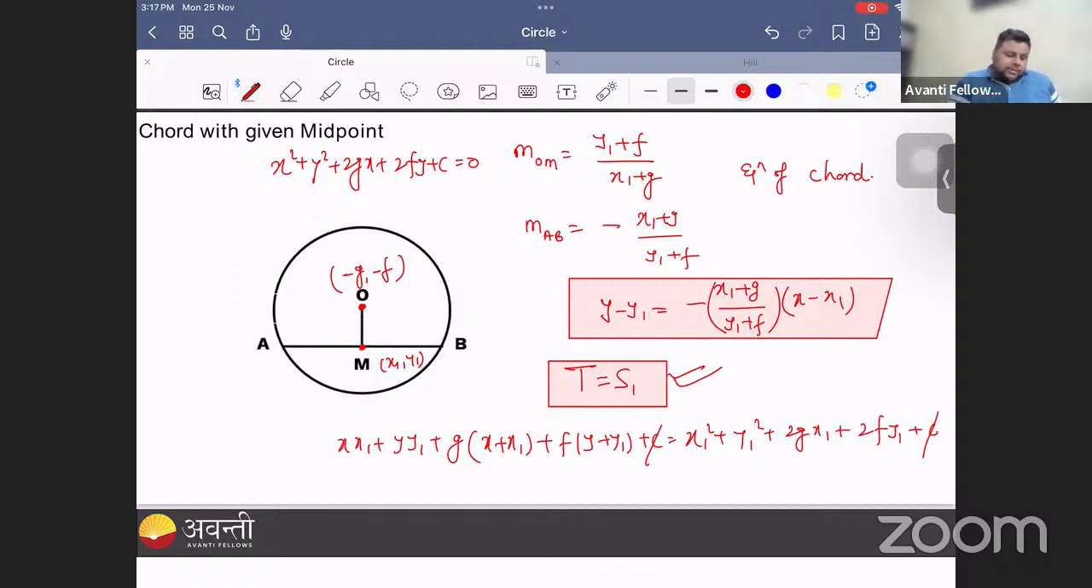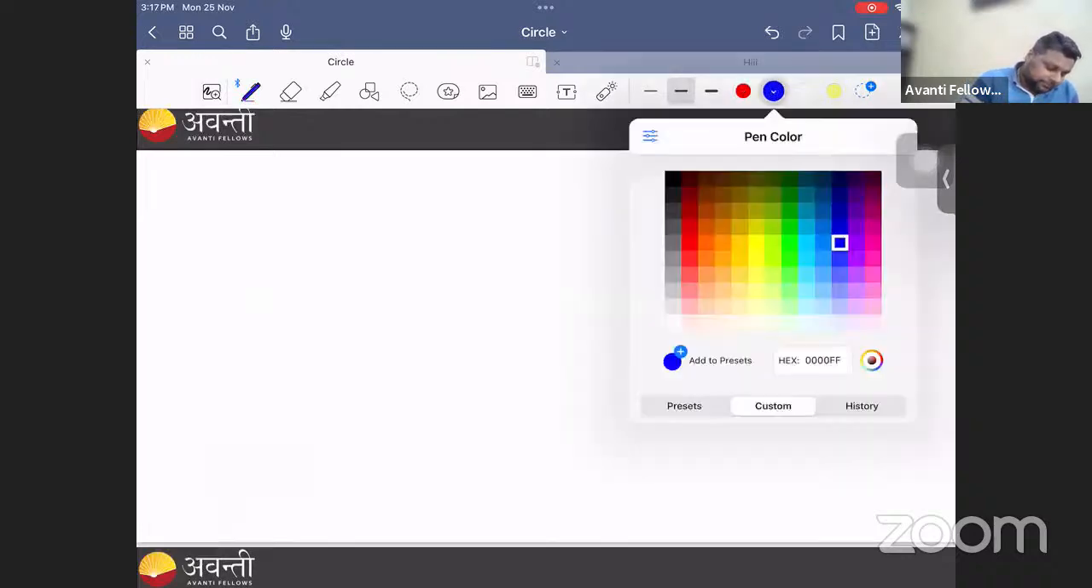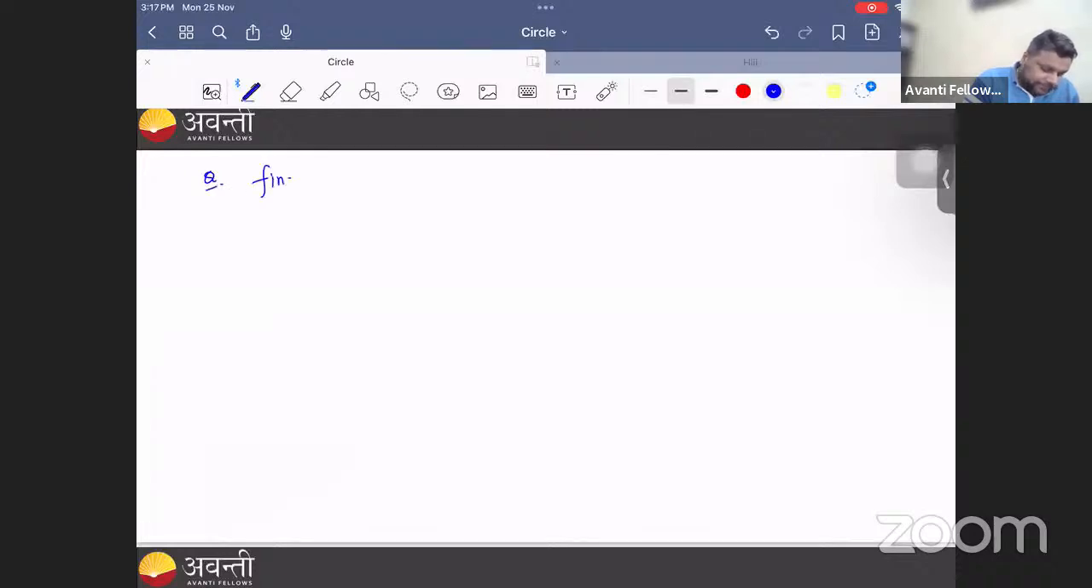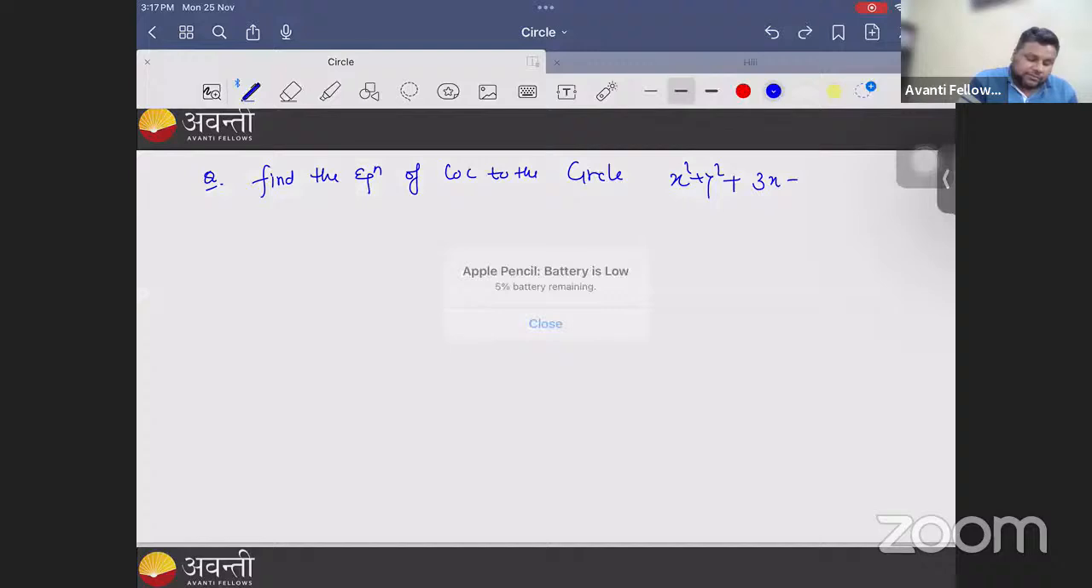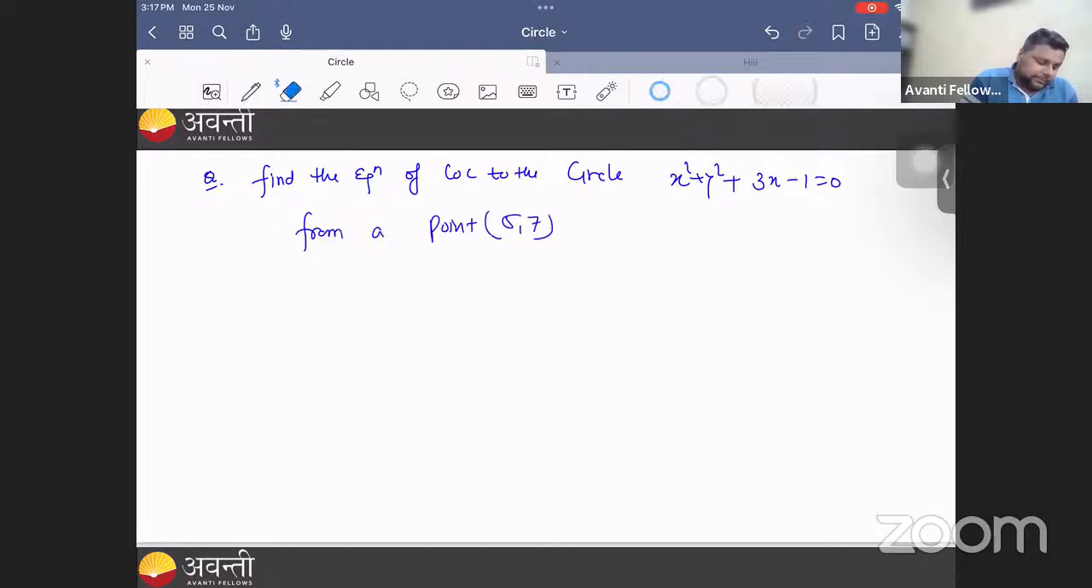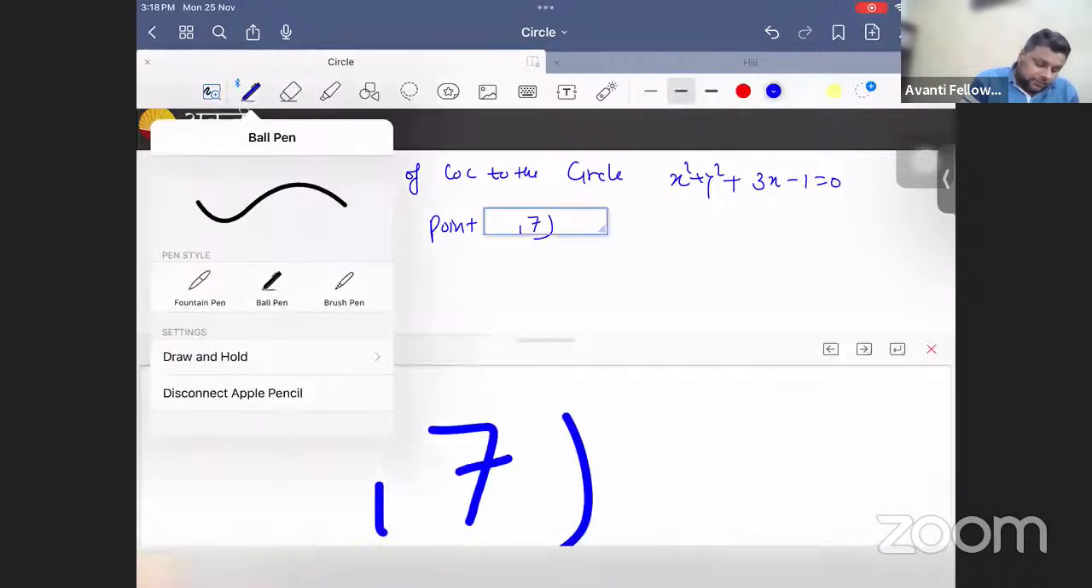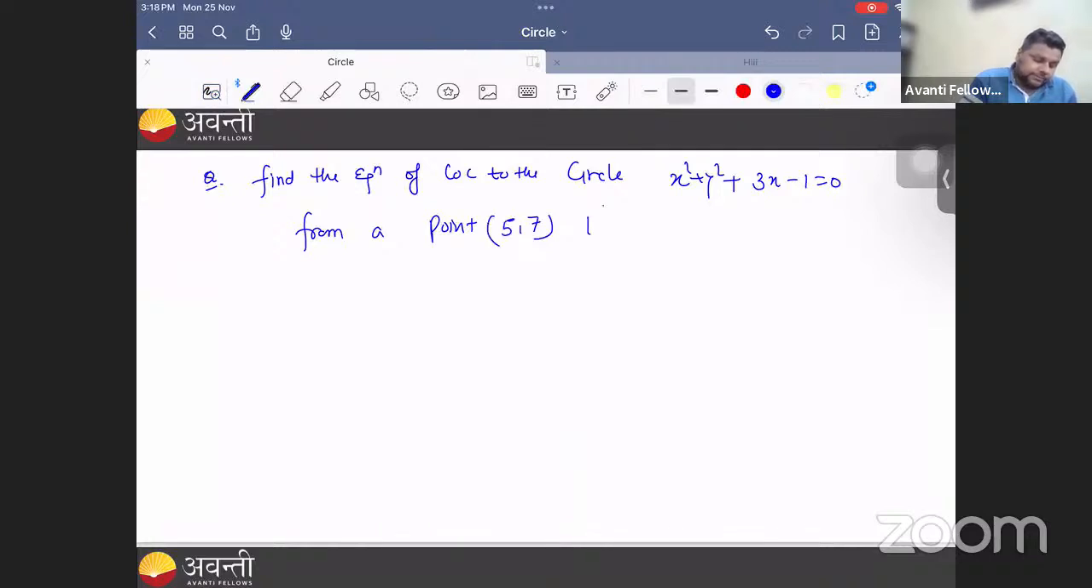Am I clear? Write down a very popular simple question. Find the equation of the chord of contact to the circle x square plus y square plus 3x minus 1 equals to 0 from the point (5, 7). Give it a try quickly. This is a circle.